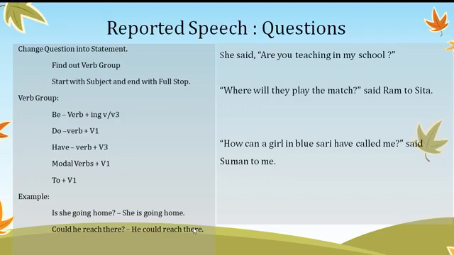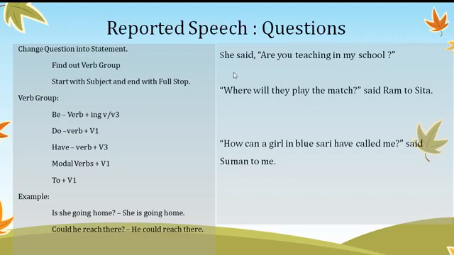Now let's go to the practice. She said, are you teaching in my school? We already know this is a question. This question means interrogative sentence, and this interrogative sentence starts from are. Are is the auxiliary verb. So the sentence that starts from auxiliary verb and ends with question mark is called yes no question.